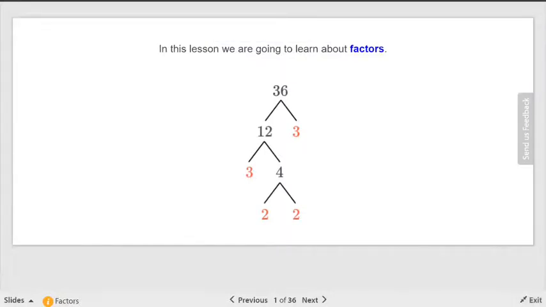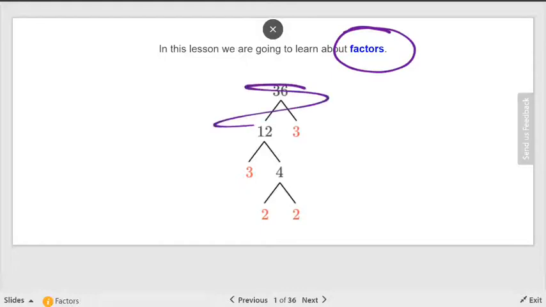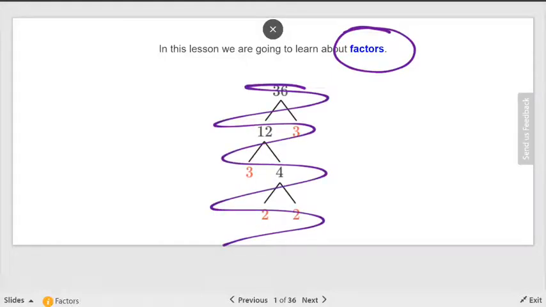So in this lesson, we're going to learn about factors. The first thing I want you to know about factors is ignore that stupid tree. I hate them. I'm going to show you another way. Actually, via Kathy, you're going to have her in for this particular section, and she's going to show you the method for finding factors. But I hate the tree.